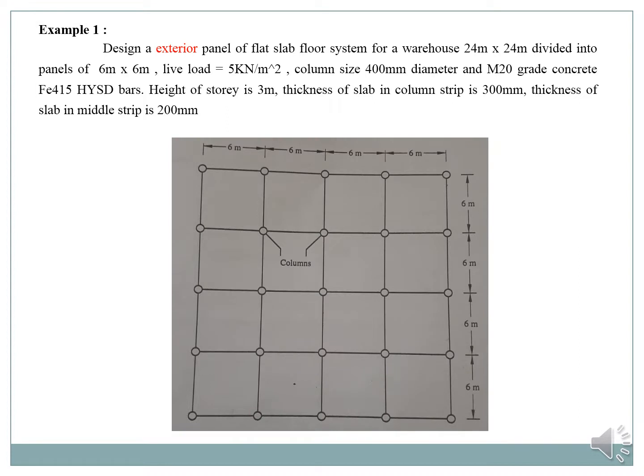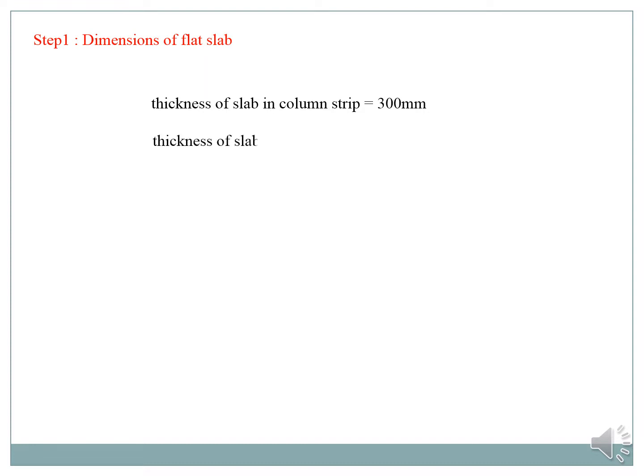So this is our diagram. We split the 24 meter by 24 meter into 6 by 6 panels. Step 1, dimensions of flat slab. Thickness of slab in column strip is equal to 300 mm, as given in our question. Thickness of slab in middle strip is equal to 200 mm. This is also given in our question.